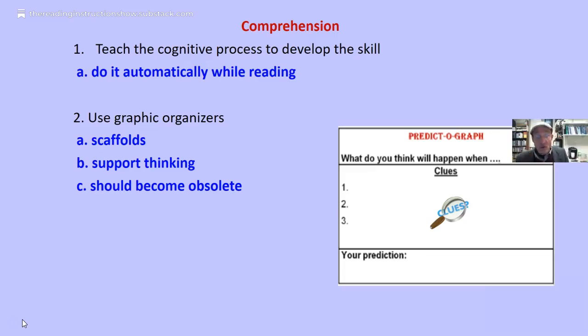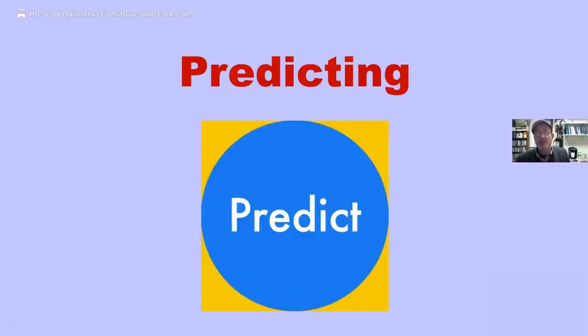Now we use graphic organizers to teach cognitive processes, and there's an example of one right there, a predictograph. It supports thinking, but the goal is not to do the predictograph. The goal is for these to become obsolete so students do it automatically.